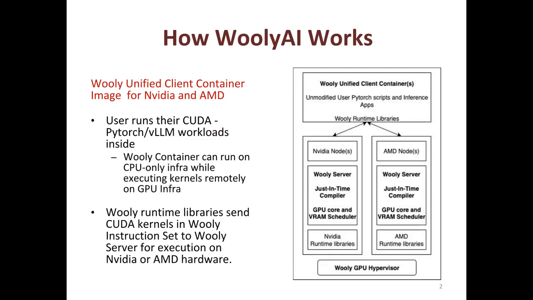The Wooly client container runs your PyTorch projects or inference apps like vLLM on any CPU-only node and sends CUDA kernels represented as Wooly instruction set to the GPU nodes running the Wooly hypervisor. On the GPU nodes, Wooly hypervisor just-in-time compiles them to the native Nvidia or AMD instructions with hardware-specific optimizations and executes them with the GPU native runtime libraries.